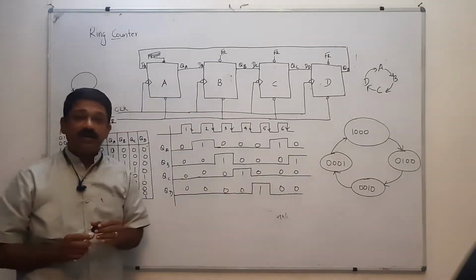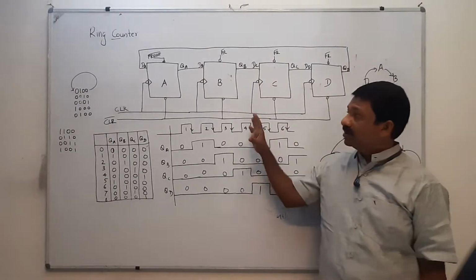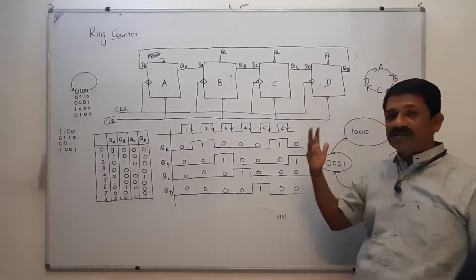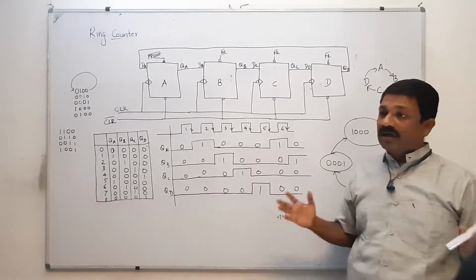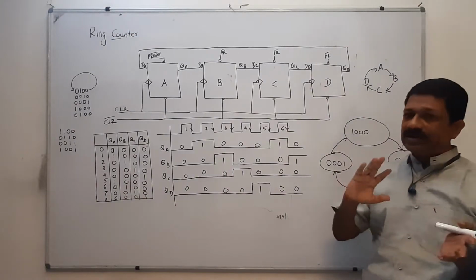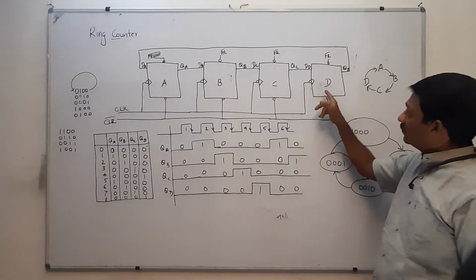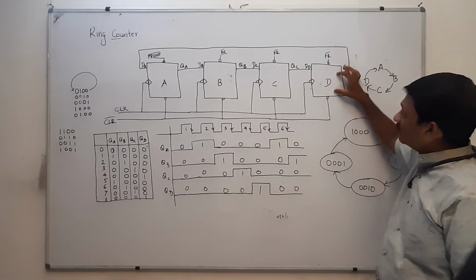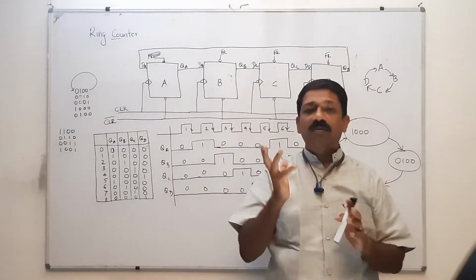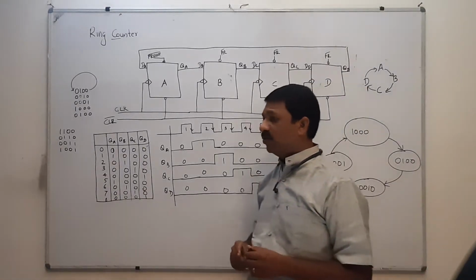This is very important, and the main points you should remember: this is a sequential circuit, and it is a shift register. It is a 4-bit shifter. You can have 5, 6, or 7, and n-bit ring counters can also be there. For every clock pulse, it shifts the contents, and the content of the last flip-flop is copied to the first flip-flop. That is how it gets the name ring. Okay, that's all about a ring counter.